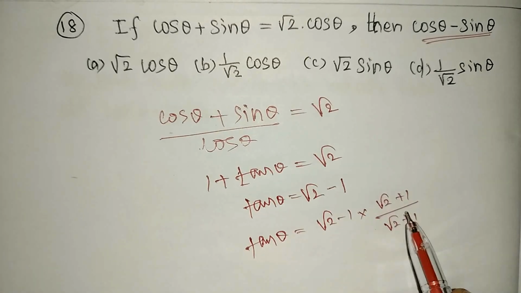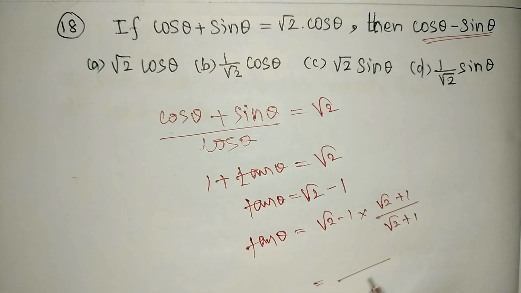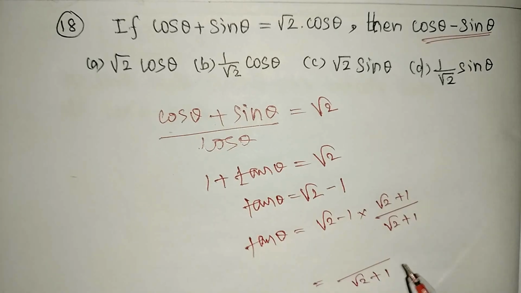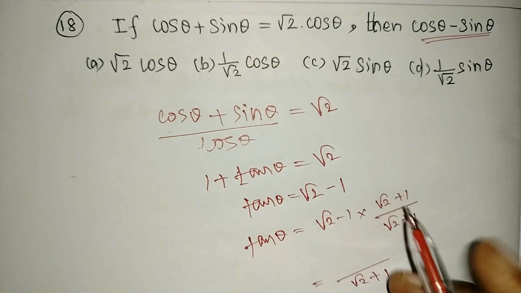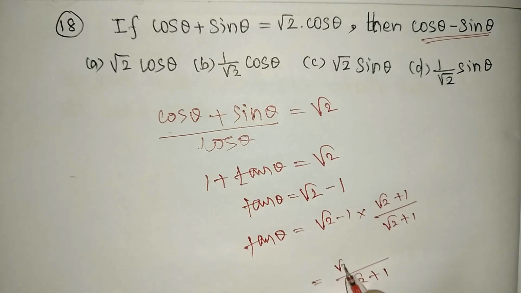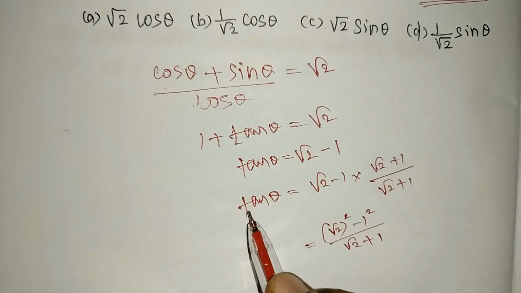What we have here is the opposite sign. That is what I'm doing. Now in the denominator, we have root 2 plus 1 only. But in the numerator, this is like a minus b times a plus b, so that is a square minus b square. So root 2 square minus 1 square. But on this side, what do we have?